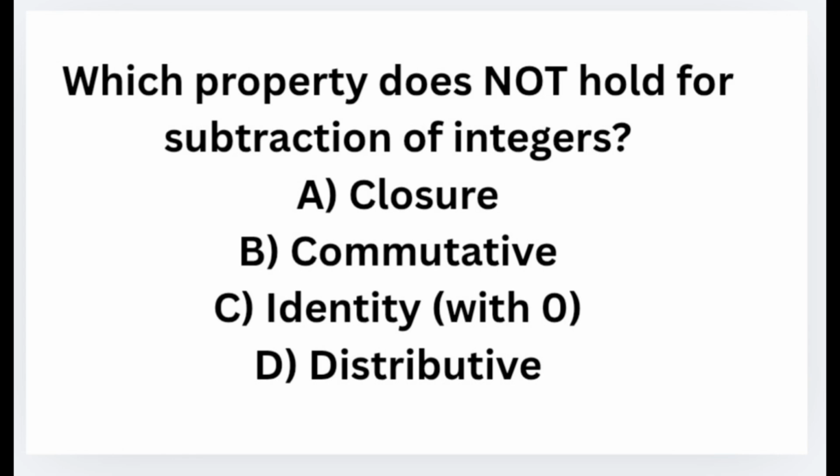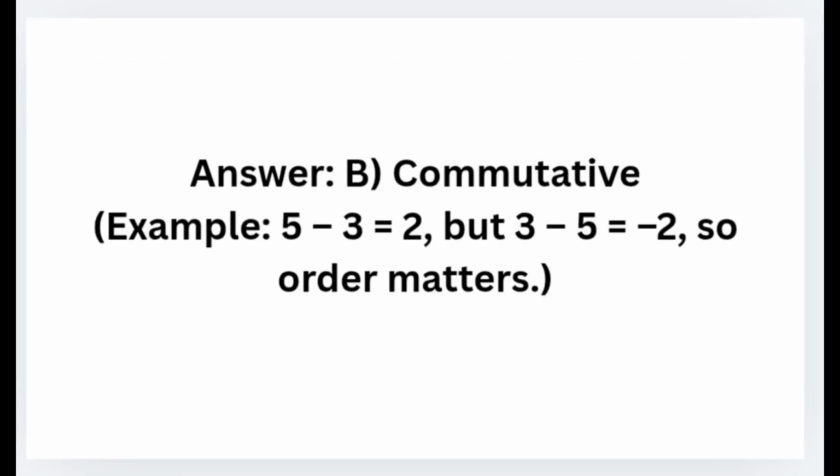Question number 6. Which property doesn't hold for subtraction of integers? A. Closure. B. Commutative. C. Identity with zero. D. Distributive. The correct answer is B, commutative. Example: 5 minus 3 equals 2, but 3 minus 5 equals negative 2. So order matters.